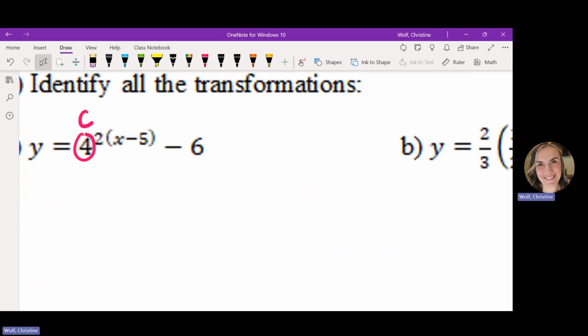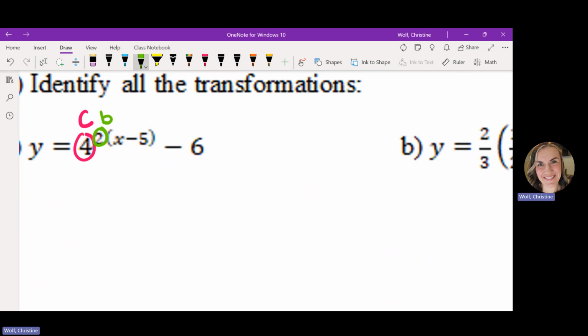Okay, if this were to be A, don't write this down, it would have to look like that. Like that would be your A. Am I making sense? Okay. So that 4 is actually our C value, and that C value doesn't tell us any transformation. So 4 is my C. Now I move on to the next number, this guy here, the 2, what letter is that?